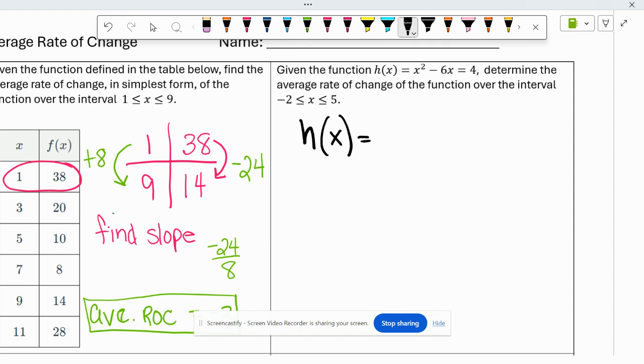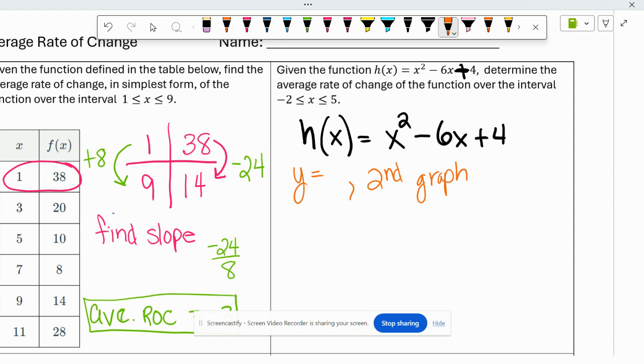Yeah, put it in your y equals. And that should say +4. Do you guys see that? This should say +4, not =4. Sorry. So x squared minus 6x plus 4. Put that in your y equals. And then how do I get a table? Yeah, that's what I want. So I want to know what happens when x is -2. And I want to know what happens when x is 5.